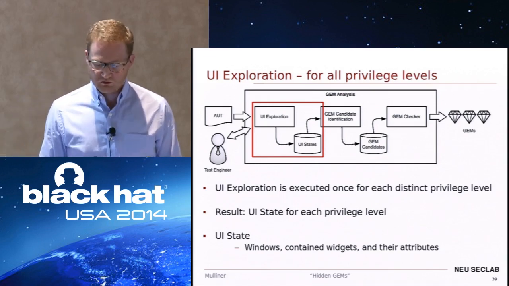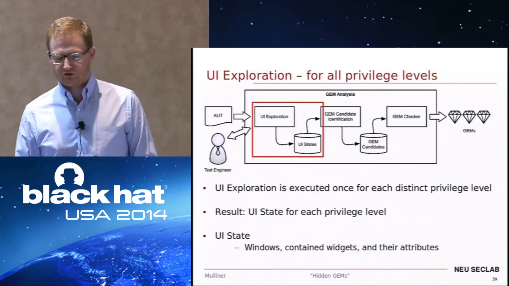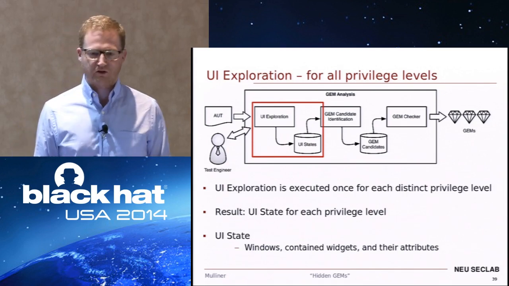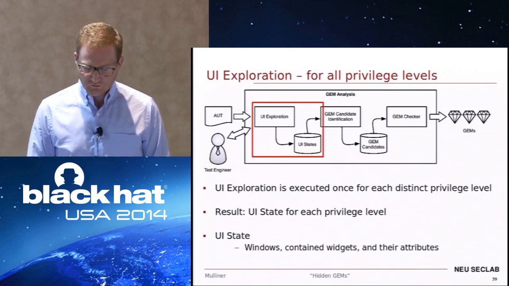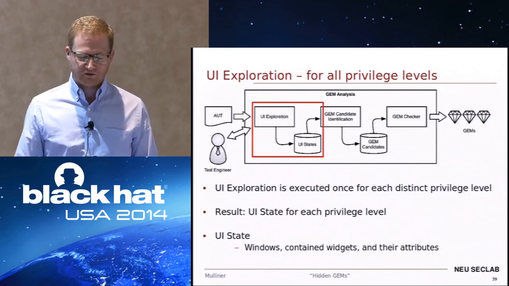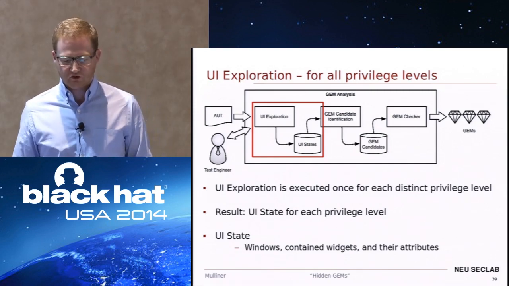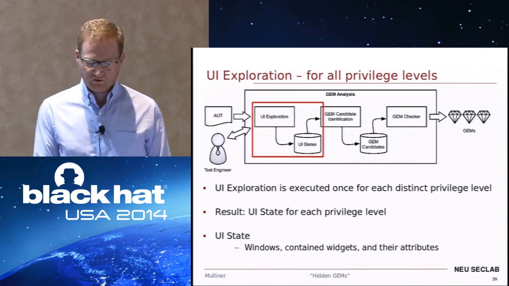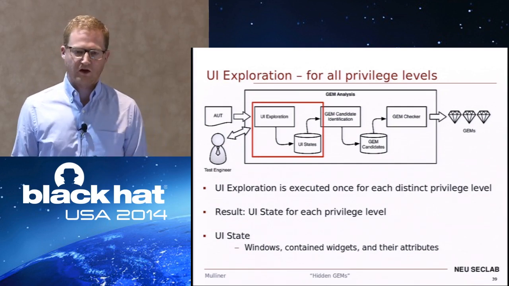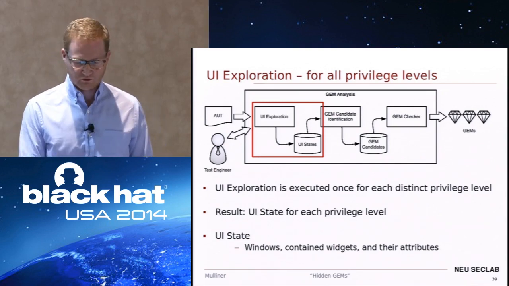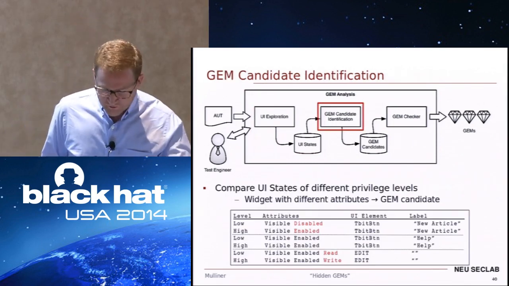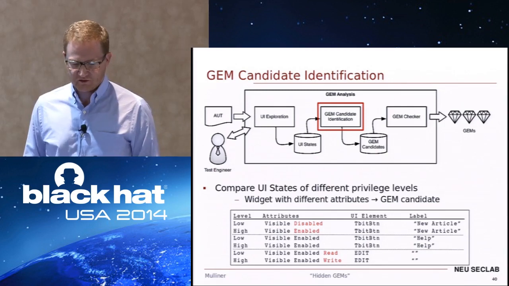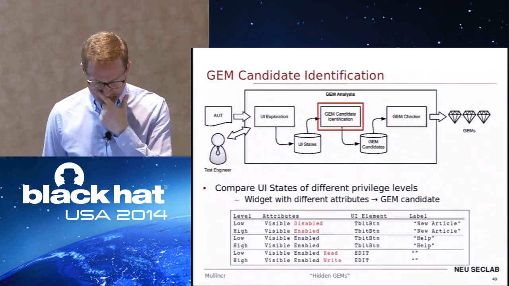And then you do this exploration for each of those privilege levels. So if you have 2 users, you run it twice. And then you have a set of states for each privilege level. A state contains windows, they contain widgets, and all of the attributes from all windows and widgets. So these are UI states, and then candidates.